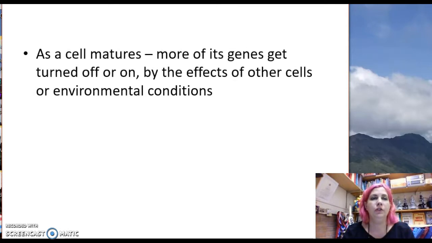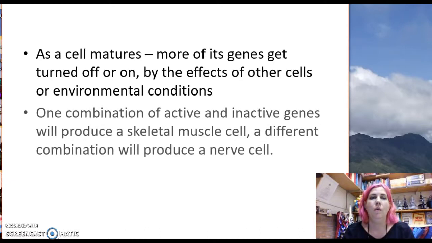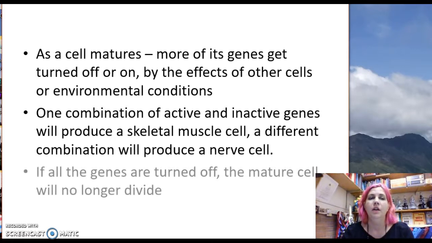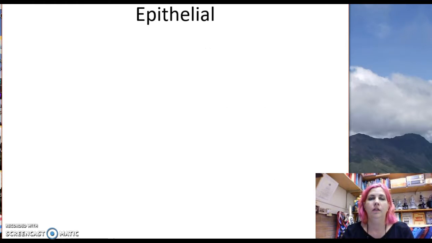As the cell matures, more of its genes get turned on or off by the effects of other cells or environmental conditions. One combination of active and inactive genes will produce a skeletal muscle cell. A different combination will produce a nerve cell. If all the genes are turned off, the mature cell will no longer divide.